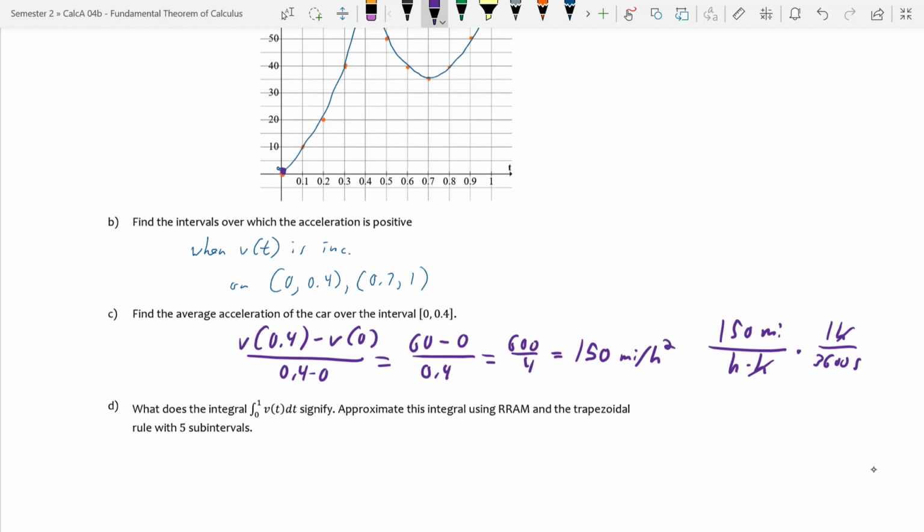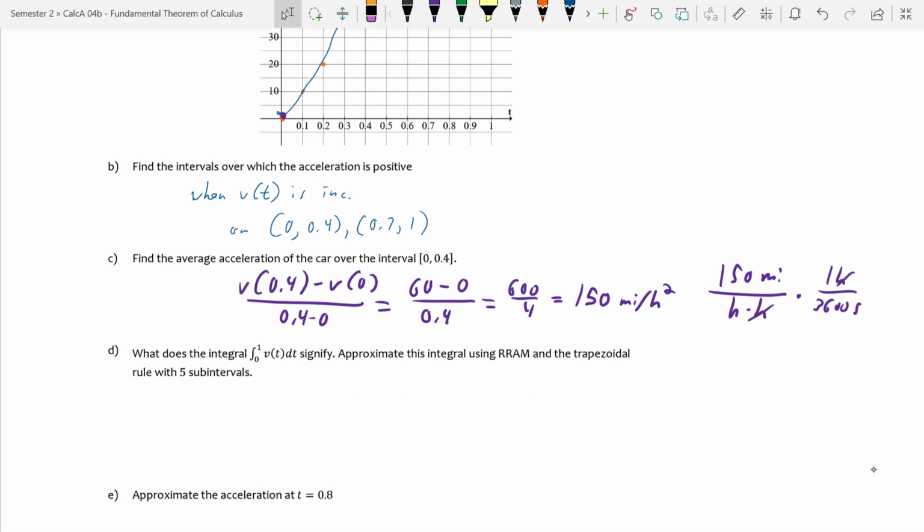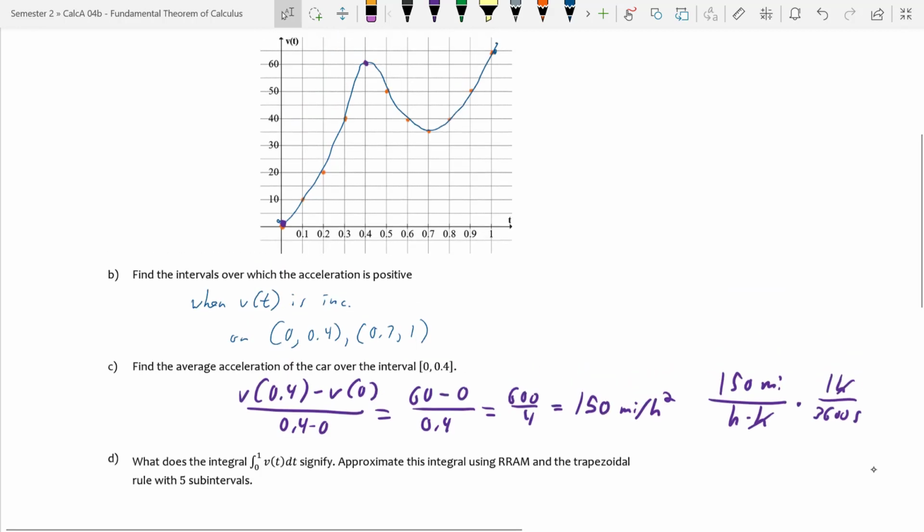What does the integral signify? The integral from 0 to 1. People listening, you guys should be thinking about this too. What does the integral signify in this problem between 0 and 1? The position. So position change, that's important right there. It's position change from 0.